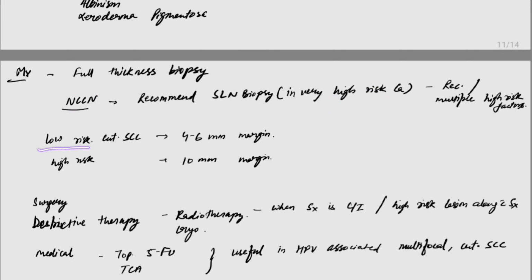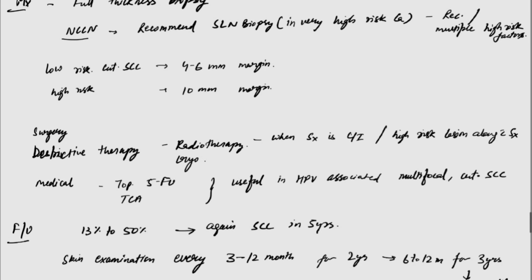In case of low risk cutaneous SCC lesions, we go for 4 to 6 mm margins, and in case of high risk cutaneous SCC lesions, we go for 10 mm margins. We can also go for destructive therapy such as radiotherapy or cryotherapy when surgery is contraindicated, or when there is a high risk lesion, we can add radiotherapy along with the surgery.